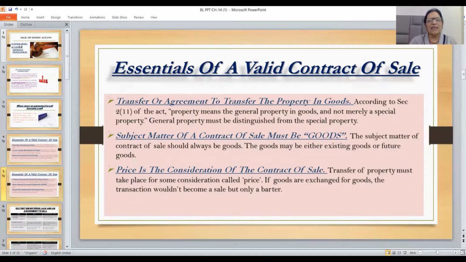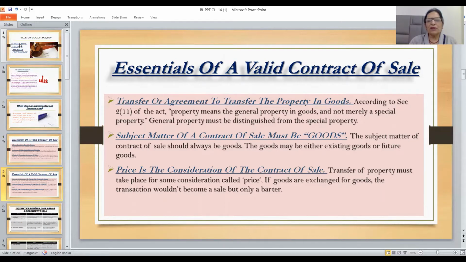Next feature is transfer or agreement to transfer the property in goods. Property in goods means ownership. If the property in goods is transferred immediately, then it is known as a sale transaction. And if it is transferred at a future date or subject to some conditions, then it is known as an agreement to sell.